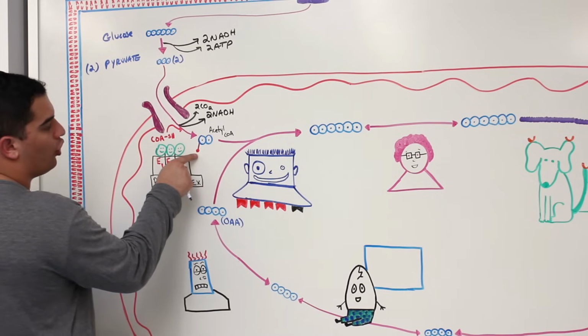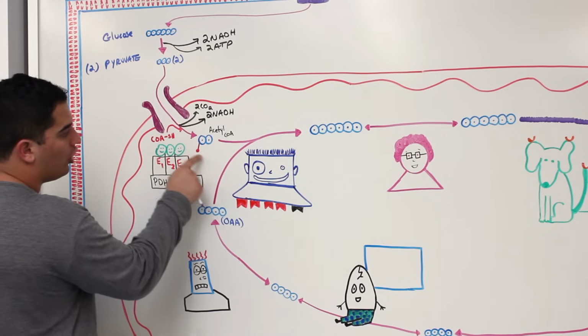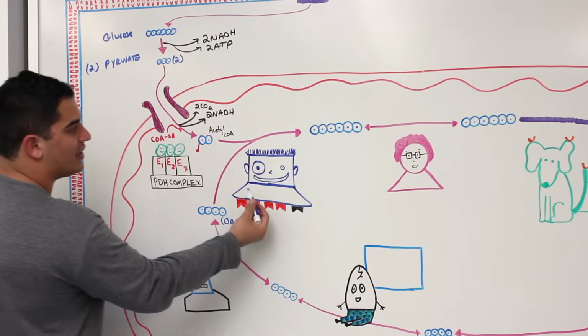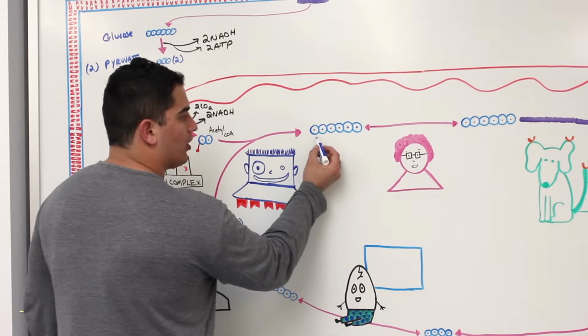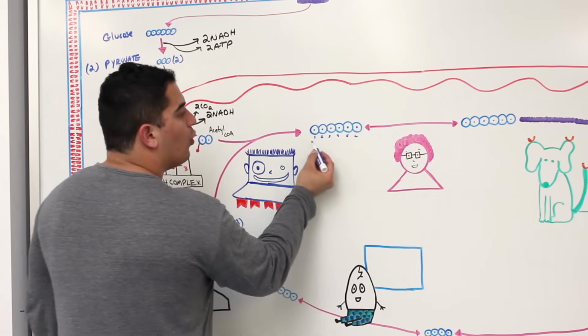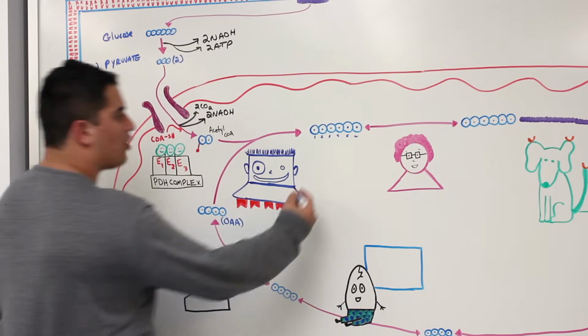But OAA is a 4-carbon structure combining with a 2-carbon structure. And again, what is this red structure coming off of the acetyl-CoA? That's the coenzyme A. When this acetyl-CoA and this OAA combine with this enzyme, they form a 6-carbon molecule. Look, 1, 2, 3, 4, 5, 6. What is this molecule called? This is called citrate.